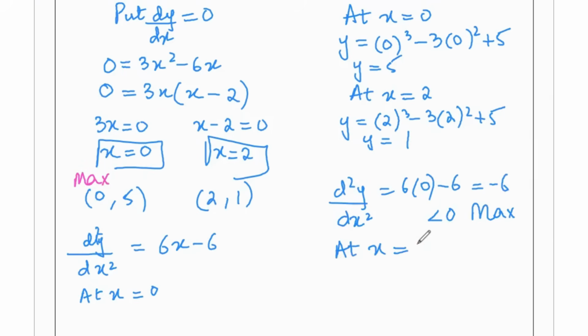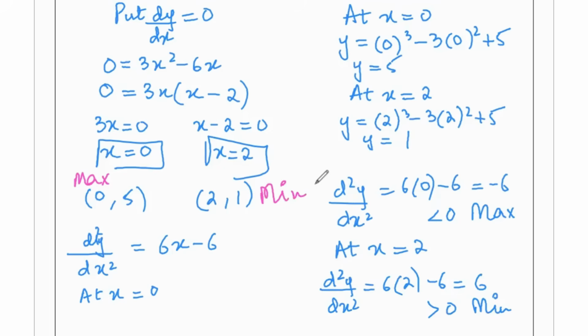And for the other one, at x equals 2, d squared y by dx squared is 6 times 2 minus 6. That's 12 minus 6, that's positive 6. That's greater than 0. That's a minimum. So this point is a minimum. So that's your answer.